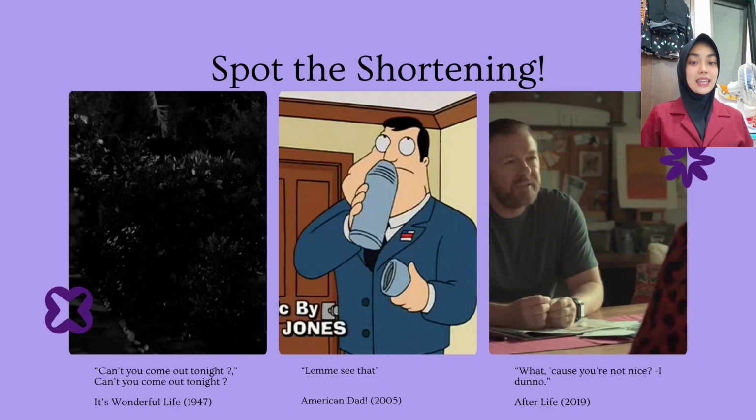Okay, so the dialogue is "What, because you are not nice? I dunno." I want to repeat once more: "What, because you are not nice? I dunno." The analysis is "dunno" is a shortened form of "don't know", illustrating vowel and consonant shortening.